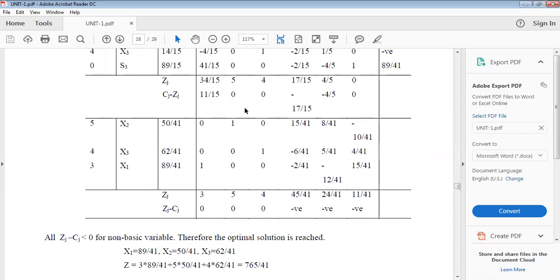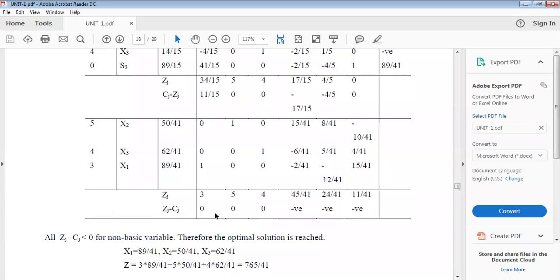CJ minus ZJ: you got 3, 5, 4 out there. 3 minus 3 is 0. 5 minus 5 is 0. 4 minus 4 is 0. Then 0 minus 45 by 41, so it is a negative value, minus 45 by 41. 0 minus 24 by 41, it is also a negative value. 0 minus 11 by 41, it is a negative value.